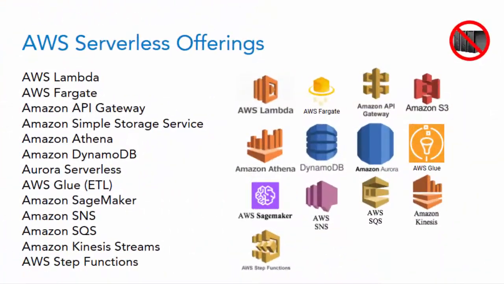Let's start with Amazon Web Services serverless offerings. Here you see a list of all the serverless products AWS offers. As you can see, it is a pretty long list. In the interest of keeping this video short, I want to highlight just a few of these technologies. Let's take a look at AWS Fargate. It allows you to run containers without having to manage servers or clusters.